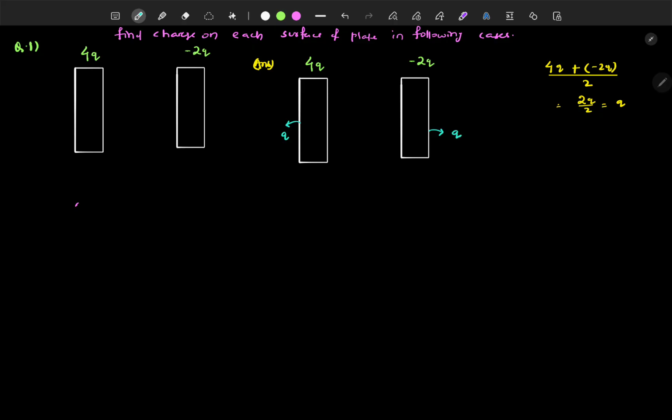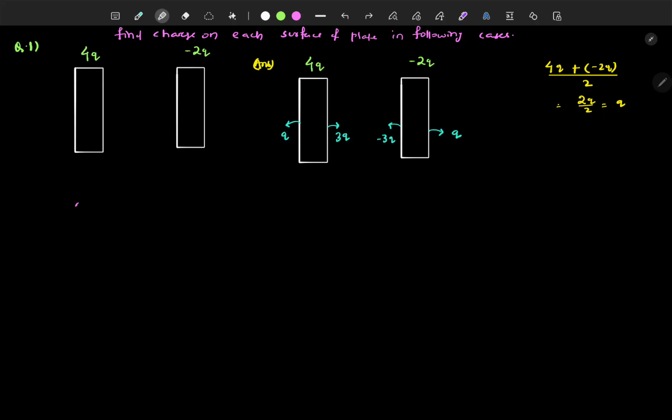But on the first plate the total charge is 4q. So on one surface the charge is q, which means this surface charge is 3q. Easily you can find 3q: 4q minus q, that is 3q. And if it is 3q, then by the induction process it will be minus 3q. This is the trick. Now if you want to check, minus 3q plus q is minus q, then it is correct. This distribution is actually correct.